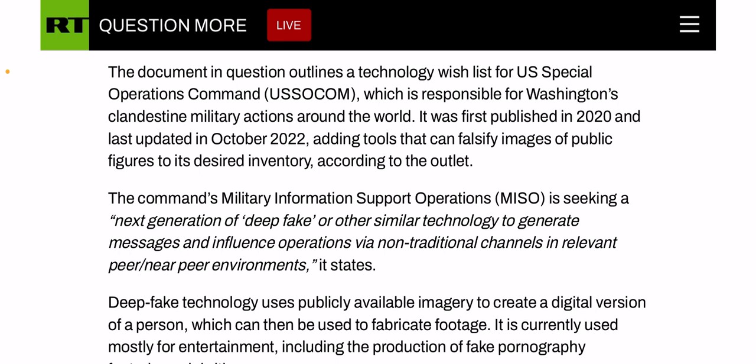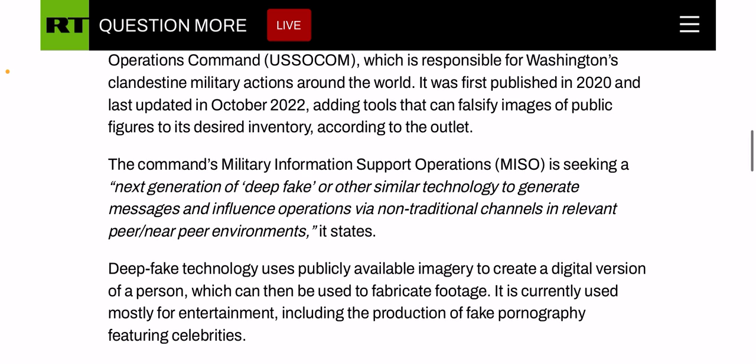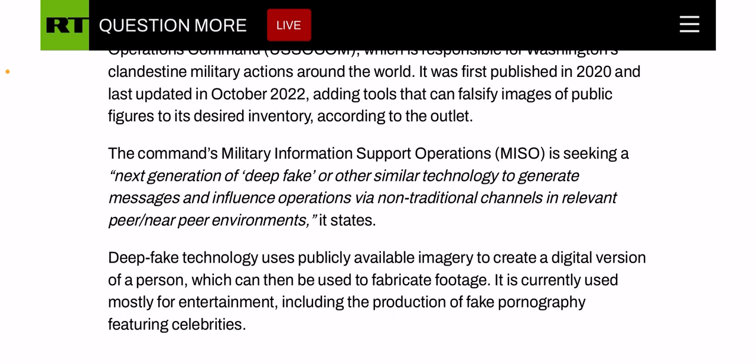The document in question outlined a technology wish list for U.S. Special Operations Command, which is responsible for Washington's clandestine military actions around the world. It was first published in 2020 and the last update in October 2022. Adding tools that can falsify images of public figures to its desired inventory, according to the outlet.